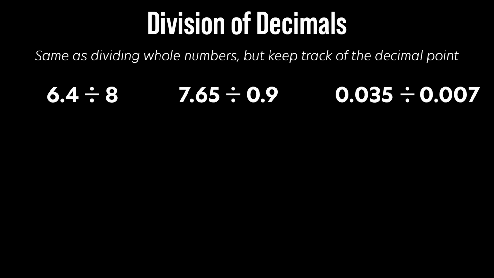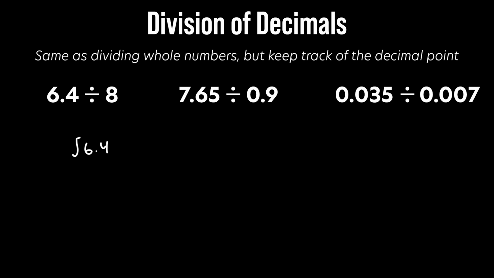Today we're going to learn about division of decimals. It's the same as dividing whole numbers, but keep track of the decimal point. So in effect, when you divide by decimals, it's the same process as dividing whole numbers, but you just have to keep track of the decimal point. So let's try the first problem.